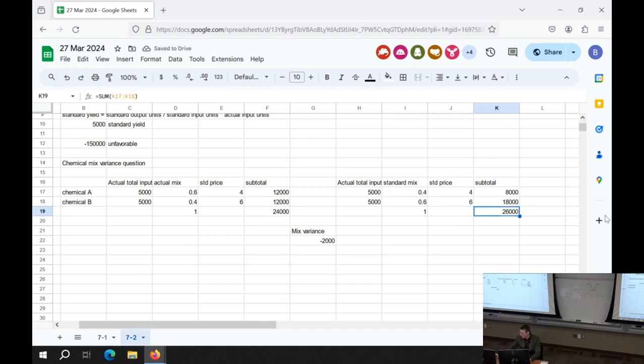So there we go. At the standard mix, we would have spent $26,000 on these chemicals. At our actual mix, we would have spent $24,000. So we save money. I don't know if the consumer's going to be happy. Looks like they got something watered down with a cheaper chemical. They were supposed to get 40% of each gallon as chemical A, which is the cheaper of the two. Actually, 60% was the cheaper chemical in each gallon.